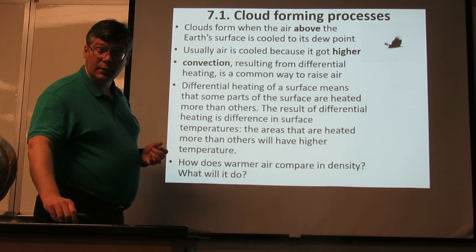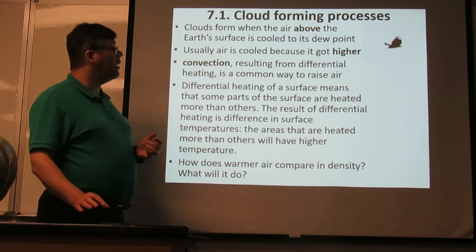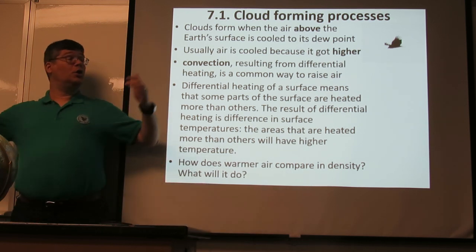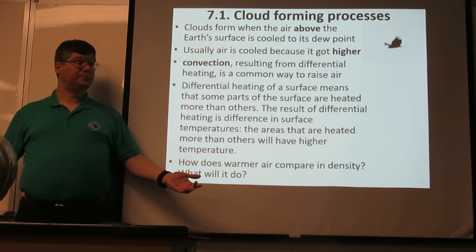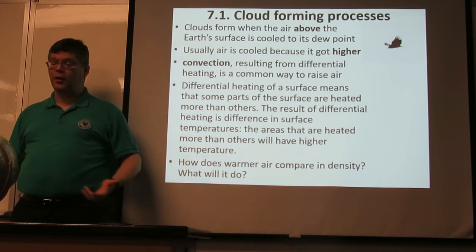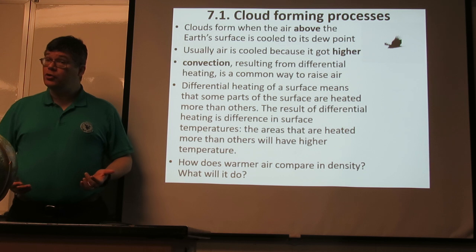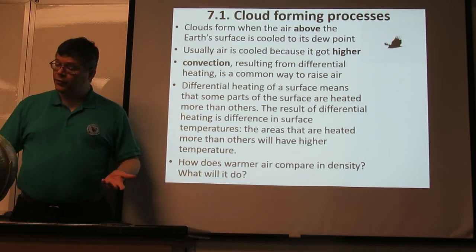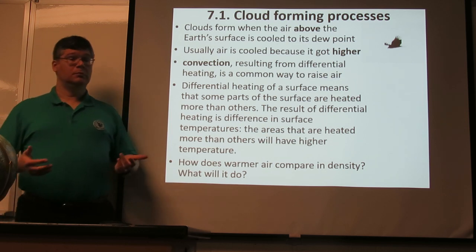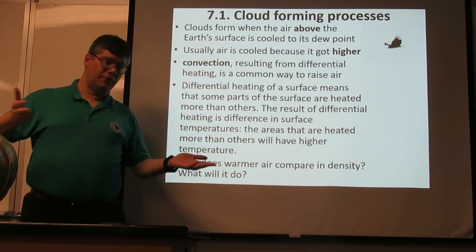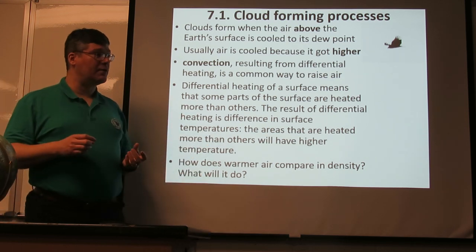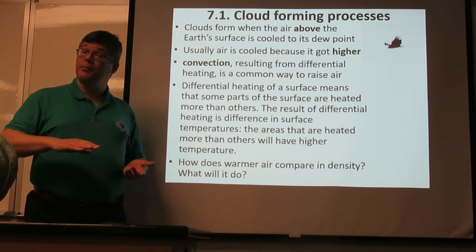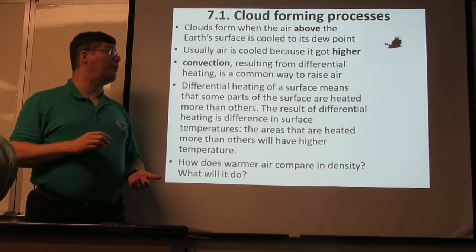Okay, so making a cloud, we need air somewhere above the Earth's surface to cool down and reach the dew point. Why would air cool down? Usually because it's gone up. Again, down here in the troposphere, it's mixing around, it varies, but typically temperatures are dropping as you go up.